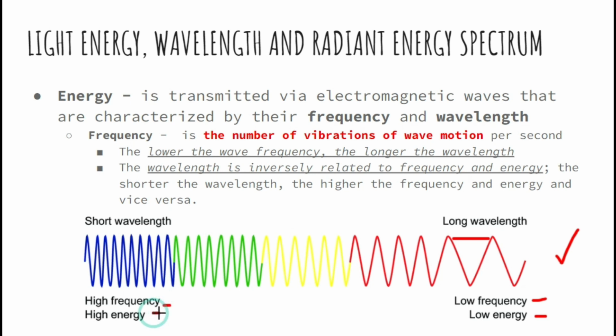So again, frequency and energy are directly proportional. However, even though there is high frequency and high energy here, the wavelength is shorter. So high frequency, high energy will have a shorter wavelength. So that is the relationship between frequency, energy, and wavelength. Again, just to summarize, frequency and energy are directly proportional while our wavelength po is indirectly proportional. The higher the frequency and energy, the shorter the wavelength. The lower the frequency and lower the energy, the longer the wavelength.